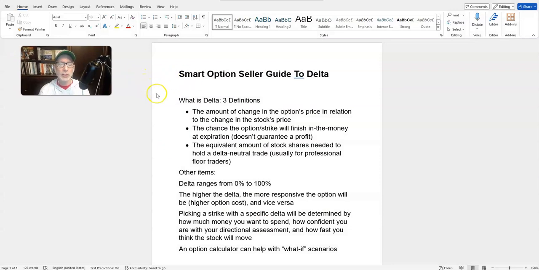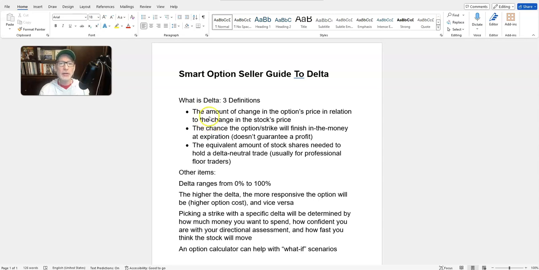All right, everyone, Lee Lowell here from smartoptionseller.com. What you see in front of you is the Smart Option Seller Guide to Delta. Okay, I've got my Word document. We call this a cheat sheet. So basically, there are 3 definitions for delta, and the first one is really the most important. Let's go over what it is here, and then we're going to look at an option chain. We're going to look at an option calculator as well. I'm going to show you how delta affects the option price and how things move as the stock moves.